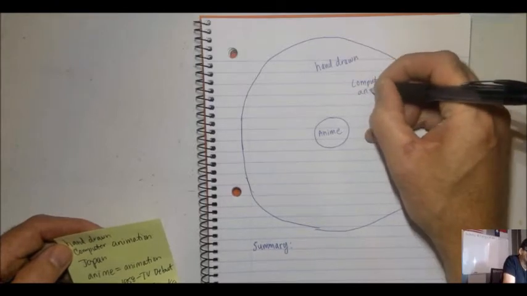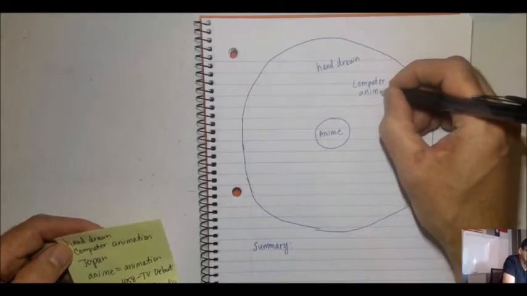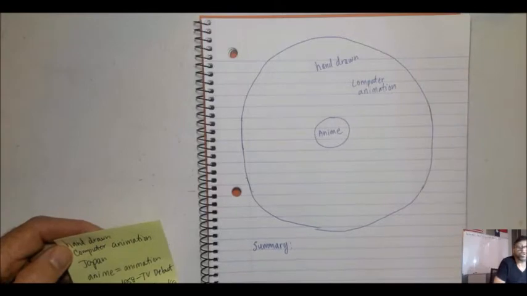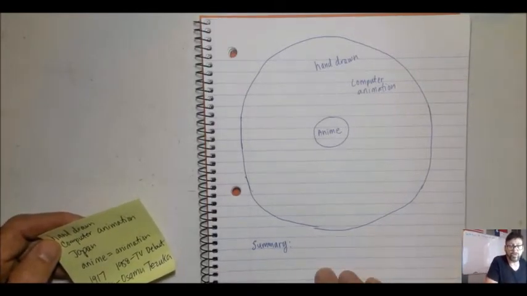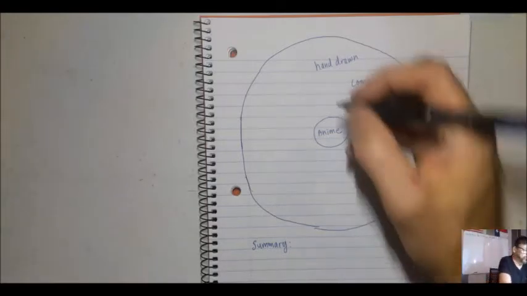animation. And if you have abbreviations that you know for sure you're not going to forget what they mean, you can use them to make it quicker writing. You're not writing sentences when you create a circle map, okay? And we know that it came from Japan.